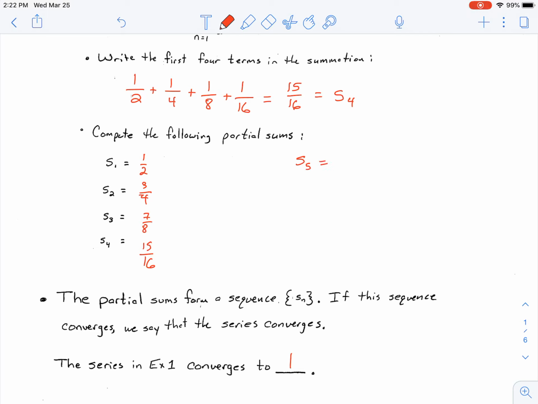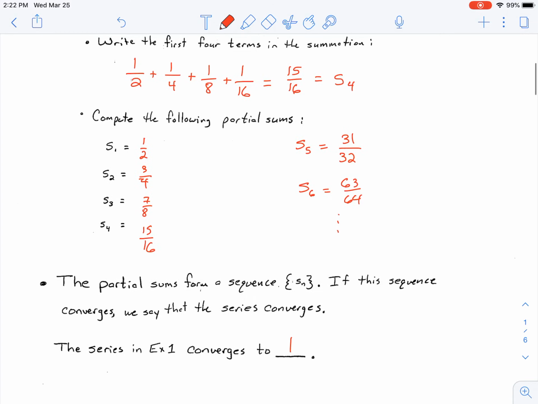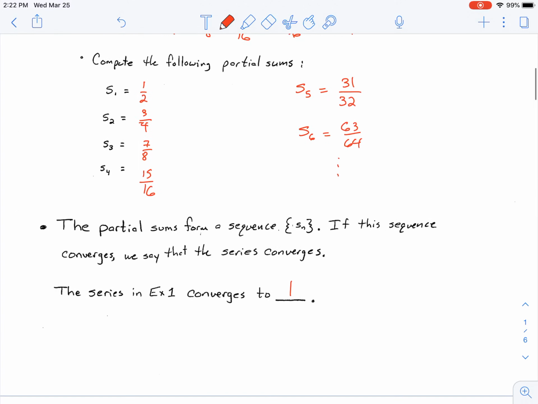If you notice the pattern, the denominator doubles every time, and the numerator is always 1 less than the denominator. That's just for this particular series. So you get 31 over 32, 63 over 64, etc. So you can see that it's getting closer and closer to 1. So this series converges to 1.